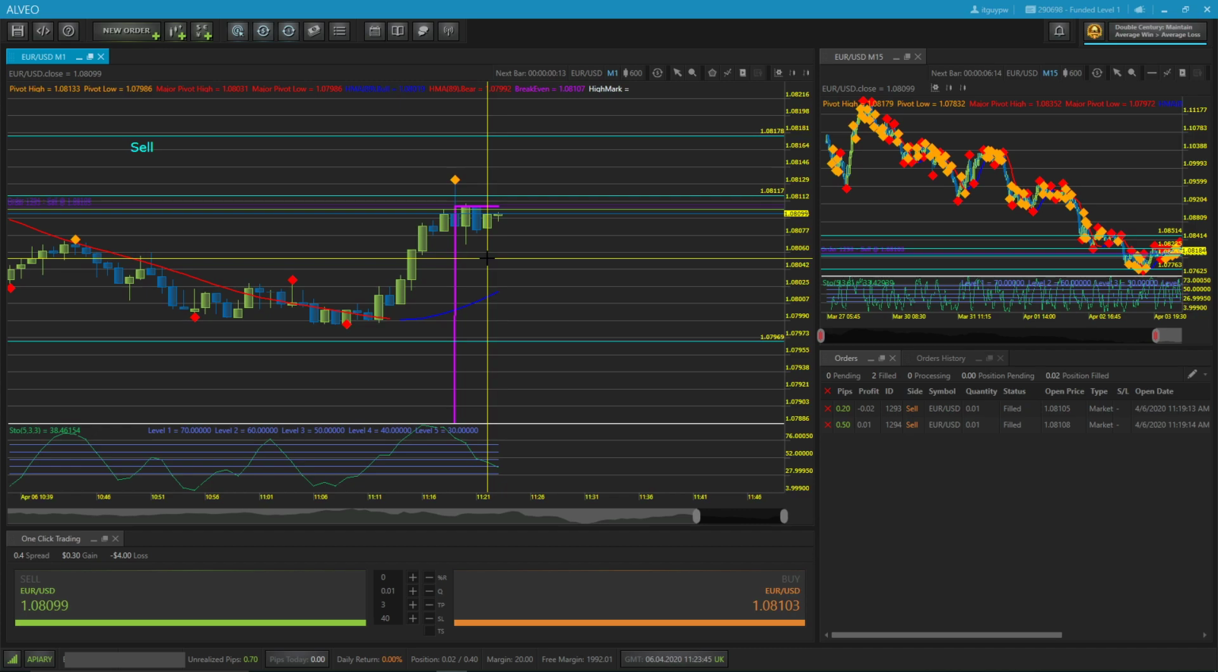Looks like the markets are still asleep here a little bit until the U.S. market wakes up. So we might see a little bit of slow movement for now.